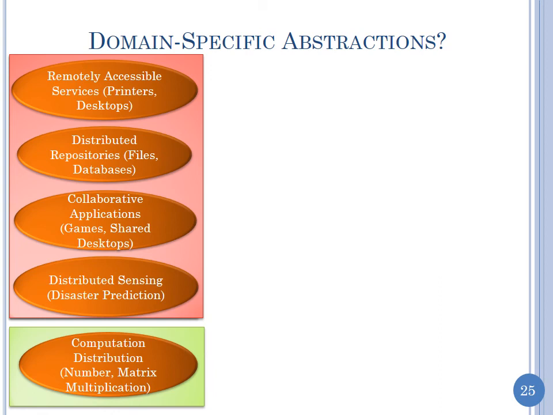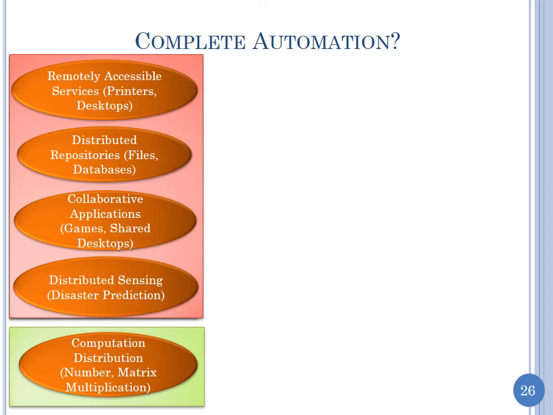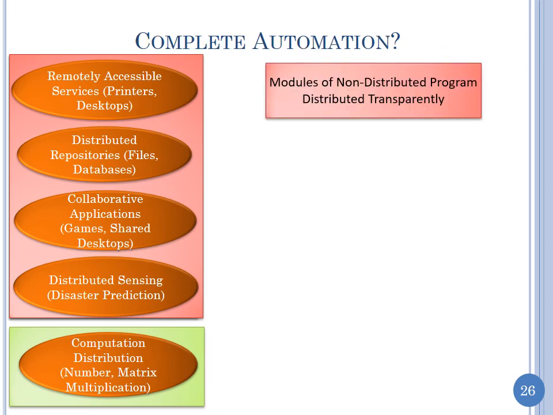And this was done at Xerox. What they did was take a non-distributed operating system and make it distributed. So can we support complete automation for some subset of applications in each domain? Here's the complete automation slide. They made the modules of a non-distributed program distributed transparently. That means some modules could go on one computer, and some modules could go on another computer.